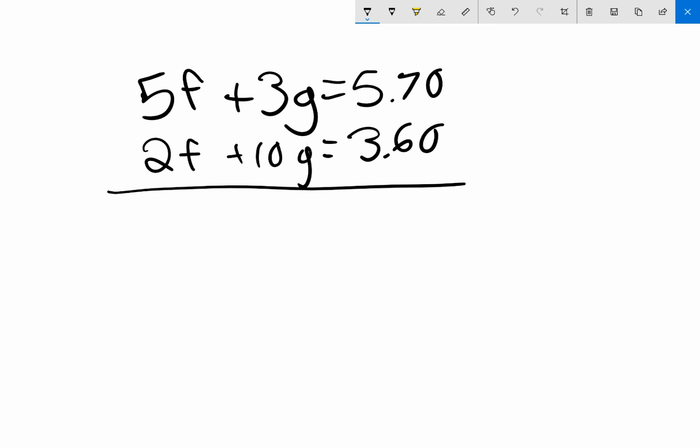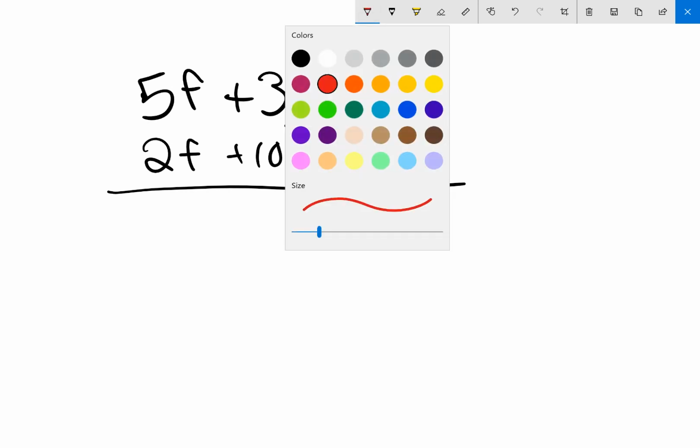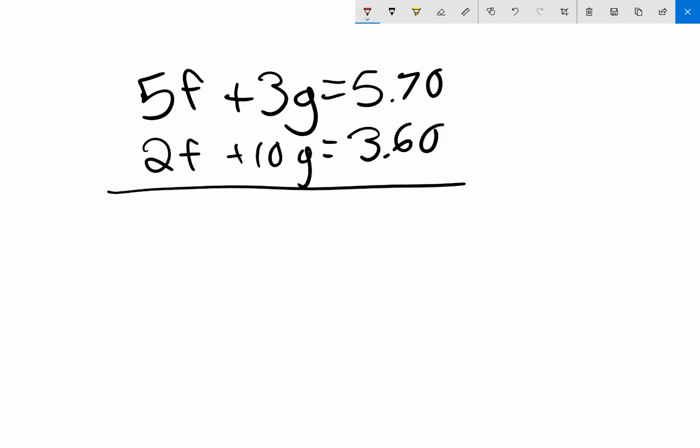Now, 5 and 2 do not cancel out for Fs. 3 and 10 do not cancel out for Gs. So I've got to think a little bit here. Let's say I want to cancel out the Fs. All right, then I'm looking at 5 and I'm looking at 2 and I'm thinking, what are common multiples of 5 and 2? And the first thing that comes to my mind is 10, right?